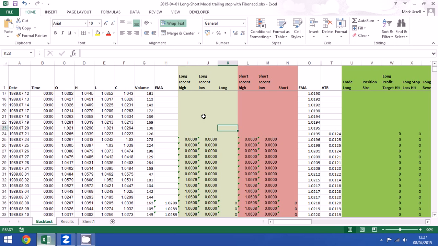Now 21 is a fairly arbitrary number. It could be any number, of course. The higher the number, the more significant the level, generally speaking. 21 is, of course, one of the Fibonacci sequence, and I wanted to try and include a relatively high number of trades, so this is why I've chosen 21.